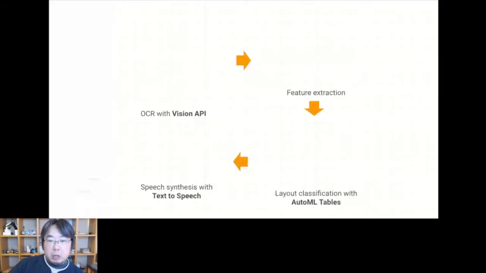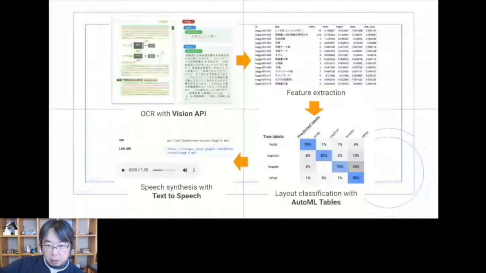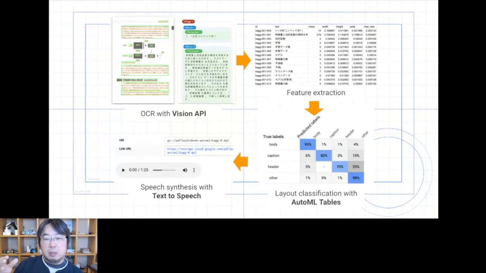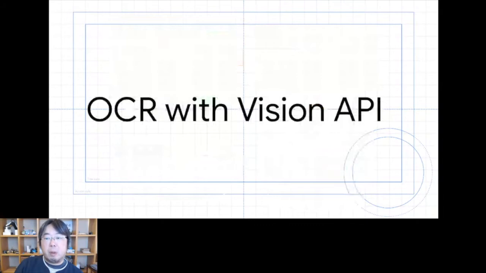And then I started writing the inside of the functions. Inside of the cloud function, I have added roughly 4 functions. One is the OCR with Vision API, and then passing the converted text to the feature extraction by AutoML Tables. I have used AutoML Tables for the layout classification. Then they pass the result to the text-to-speech API for speech synthesis. So let's take a look at each component one by one.